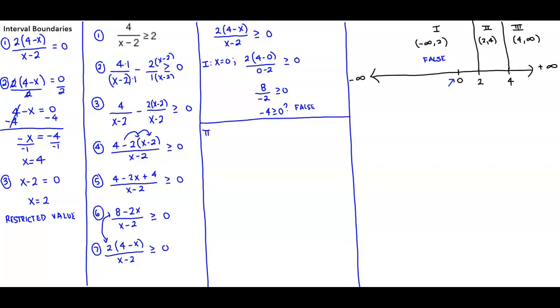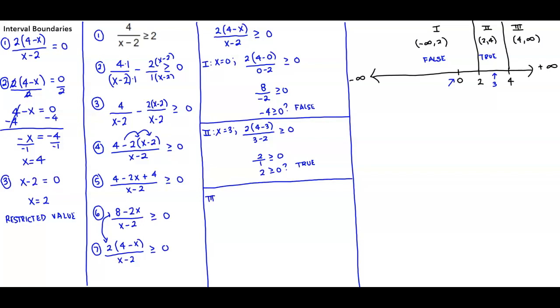For region number 2, we can pick a number in between 2 and 4, which we can pick 3. We're going to let x equal 3. So this is going to be 2 times 4 minus 3 over 3 minus 2 to see if that's greater than or equal to 0. Well, 4 minus 3 is 1, and 1 times 2 is 2. 3 minus 2 is 1. So 2 divided by 1 gives us 2. And is that greater than or equal to 0? Well, the answer is true. So we know it's true for interval 2.